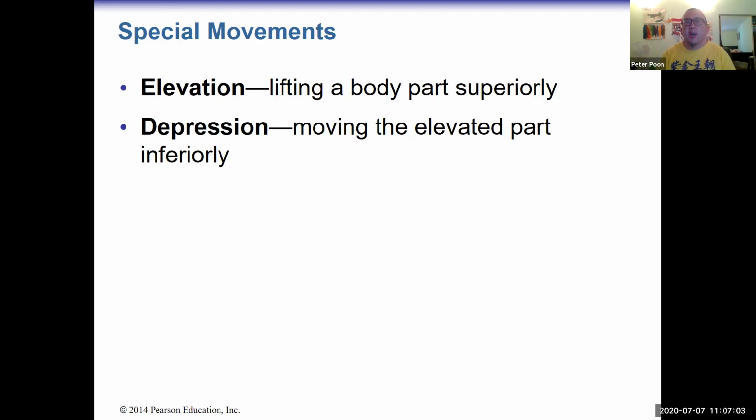Elevation, depression. Elevation is lifting the body part superiorly. So my shoulders: elevation of the shoulders, depression of the shoulders. Opening my jaw, depression of the mandible. Closing my jaw, elevation of the mandible.